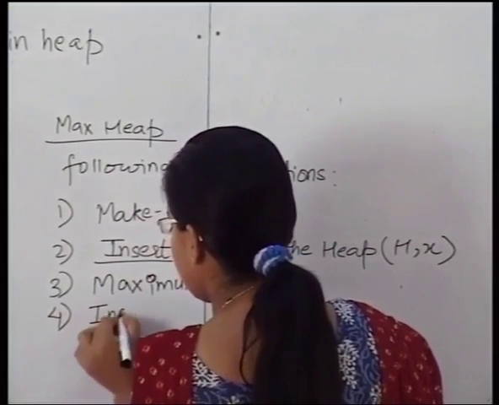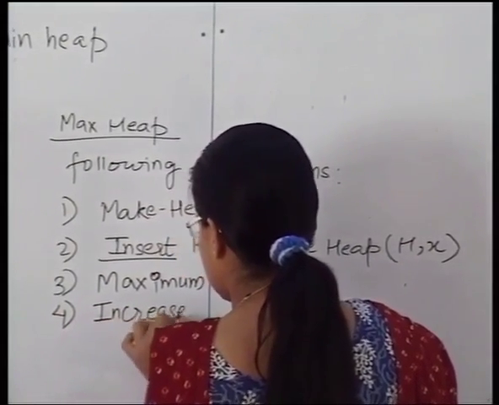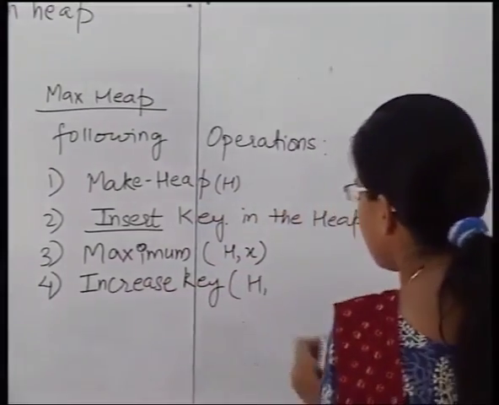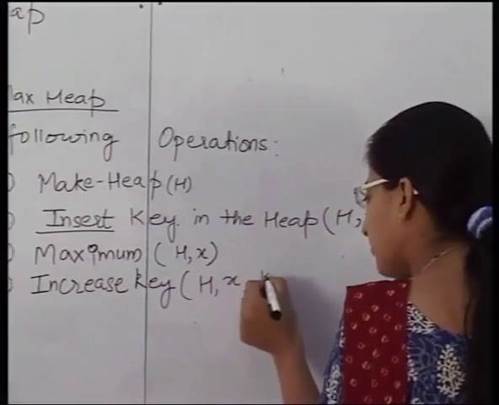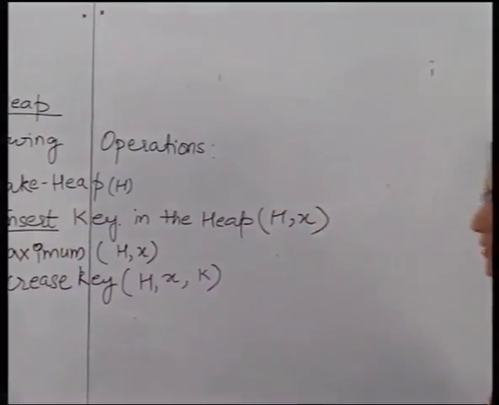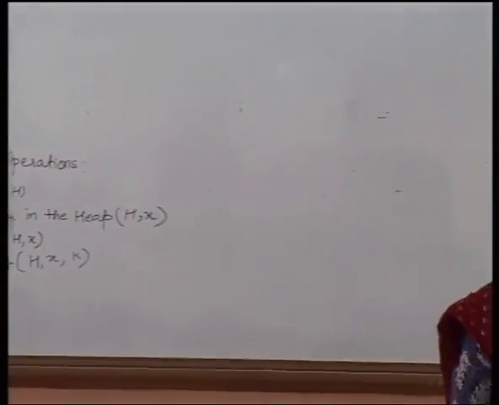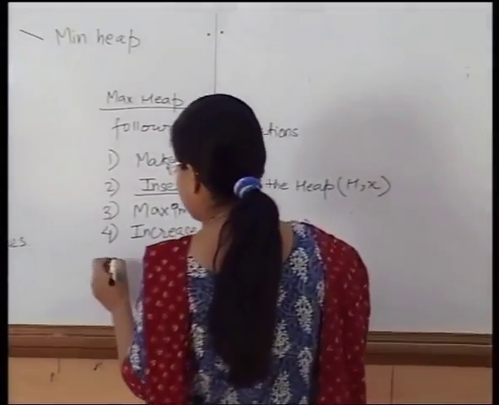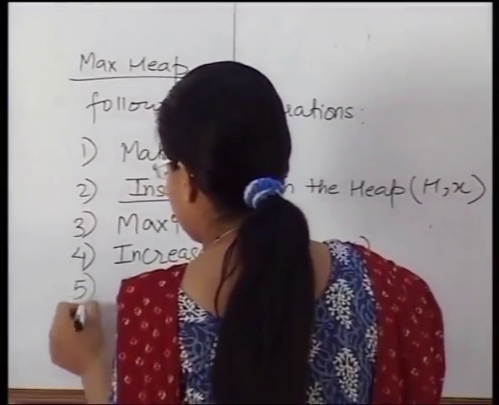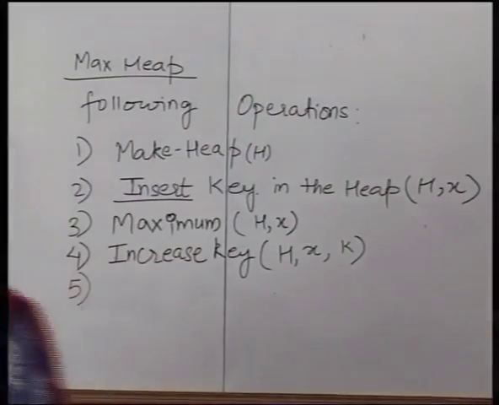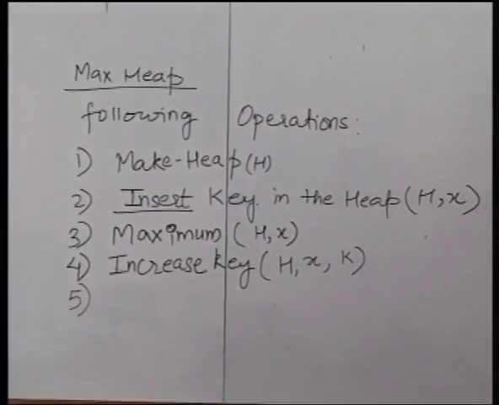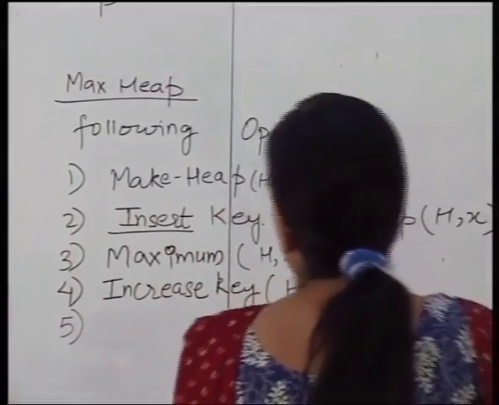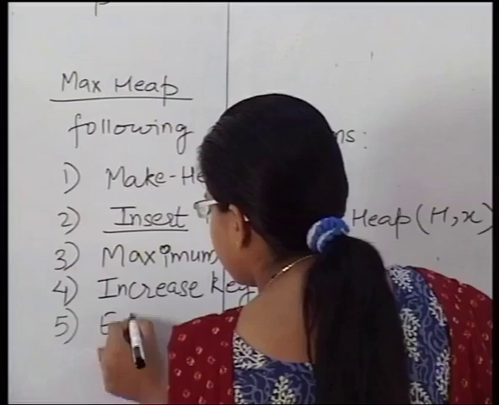Fourth operation, increase key. In the increase key, a value x will be increased to k. And the last operation is the extract max operation.